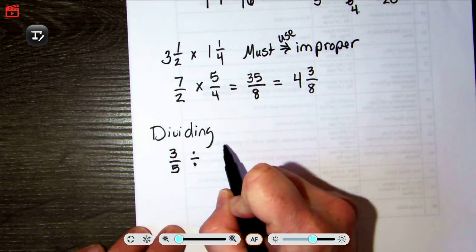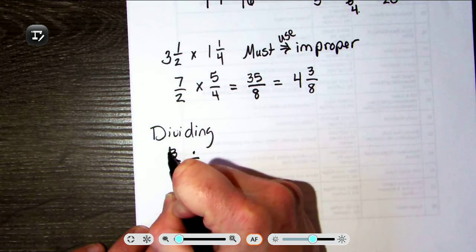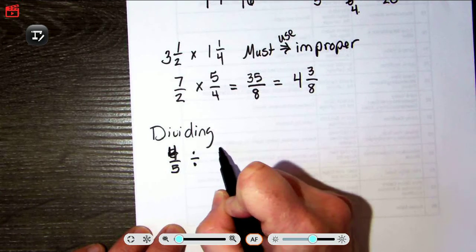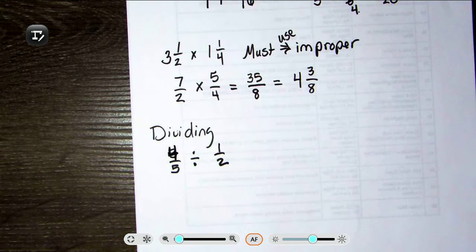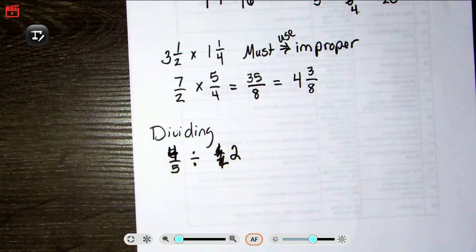And let's say I'm taking 3/5 and I'm going to divide it by, actually let's change it to 4/5. And we're going to divide it in half. So that means we're going to divide it by 2. Okay, so we're going to cut it in half. Divide it by 2.